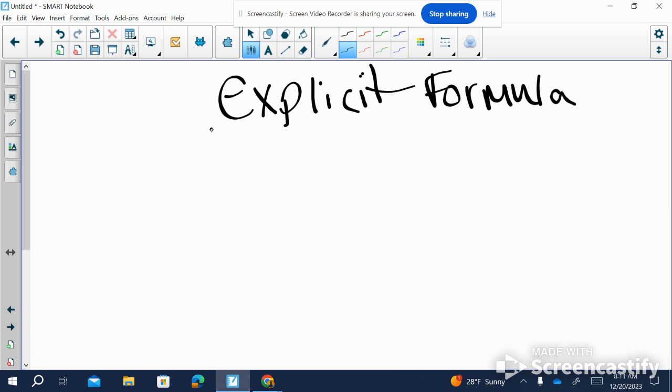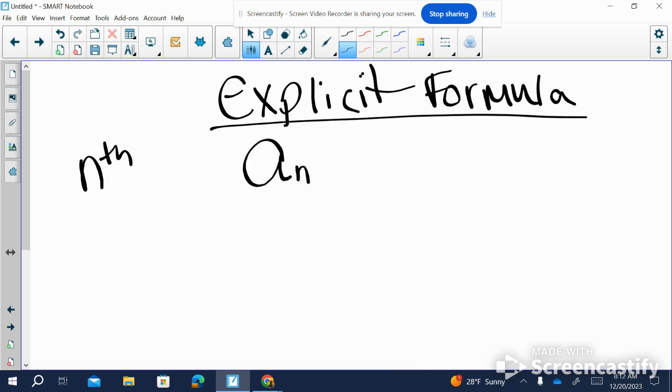The explicit formula is going to help us to find not the next term, but one that's further away in the sequence, whichever nth term we're looking for. So if I want the 5th term, I'll put a 5 in for n. If I want the 1000th term, I'll put 1000 in for n.